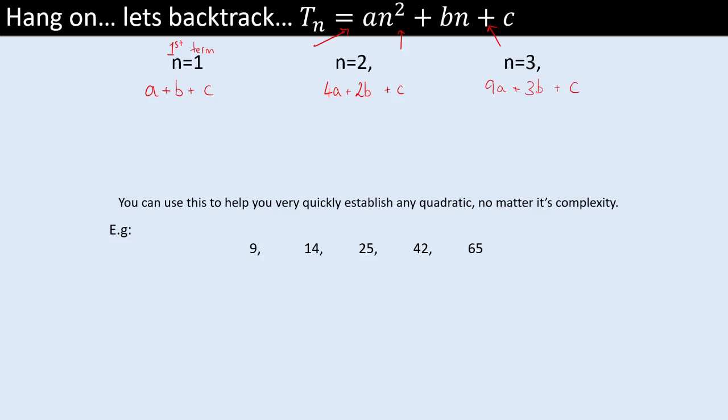You might think at this point, well, hang on, how is this going to help us? This just looks worse. This is just more and more algebra. Hang on. What is the change from our first to our second term? Well, we got 3 more a's and we got 1 more b. What was our change from our second to our third term? Well, we got 5 more a's and 1 more b.